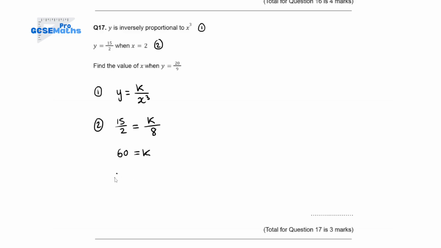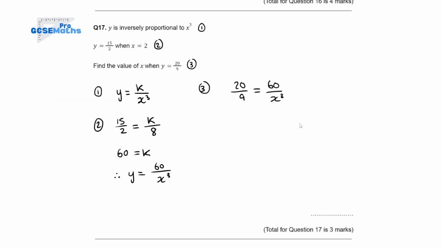Then I just rewrite my equation before I even try and answer the question. Just rewrite your formula. So in this case, y is 60 over x cubed. Step 3 is now to actually check what the question was. So find the value of x when y is 20 over 9, so I can just sub that in, right? So 20 over 9 is equal to 60 over x cubed.